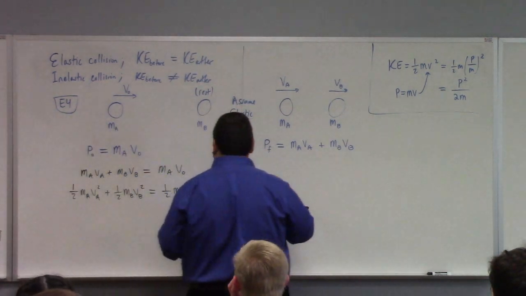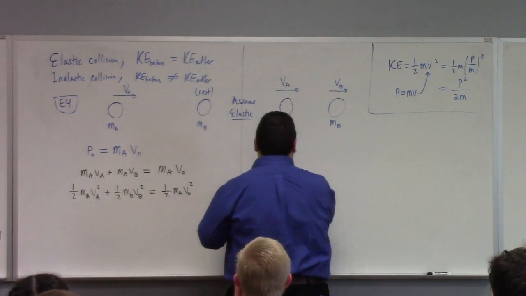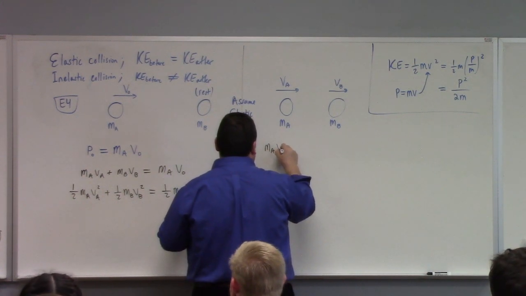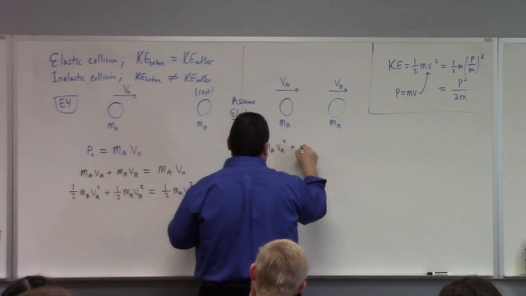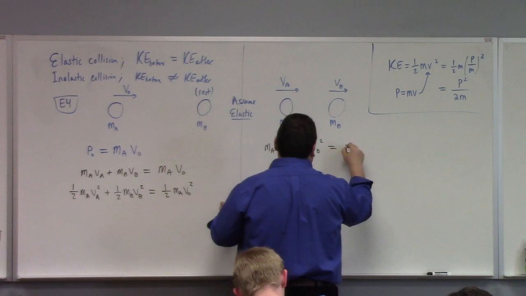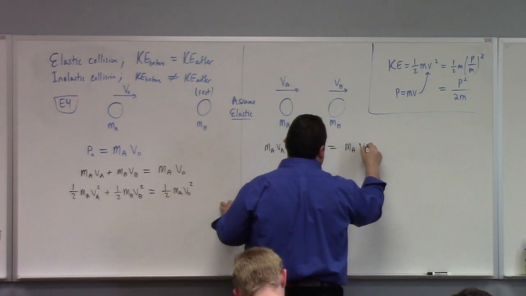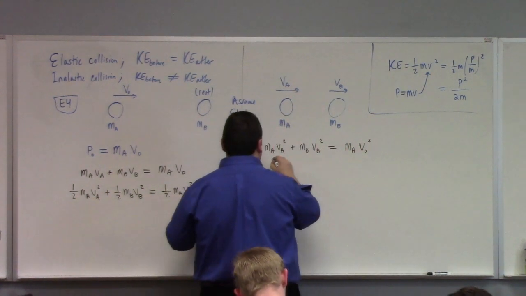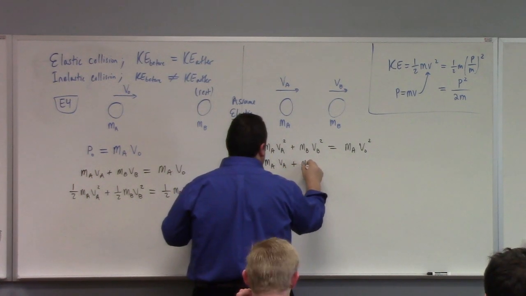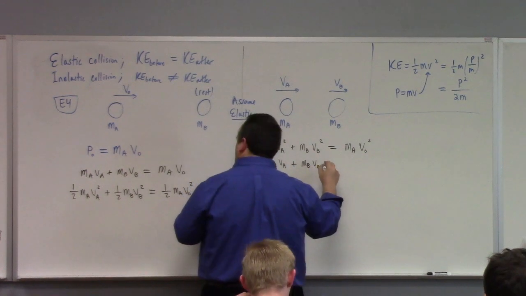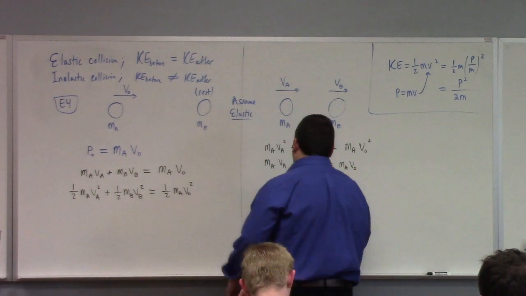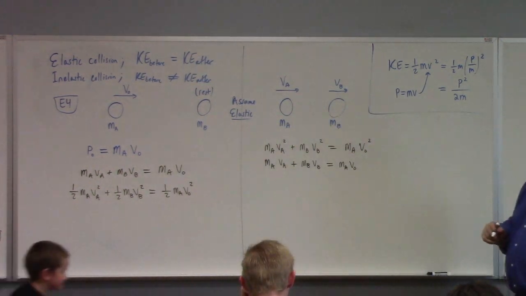All right, so I'm going to erase this. I've got MA VA squared plus MB VB squared equals MA V naught squared. And I also have that MA VA plus MB VB equals MA V naught. So one thing we can easily do here.